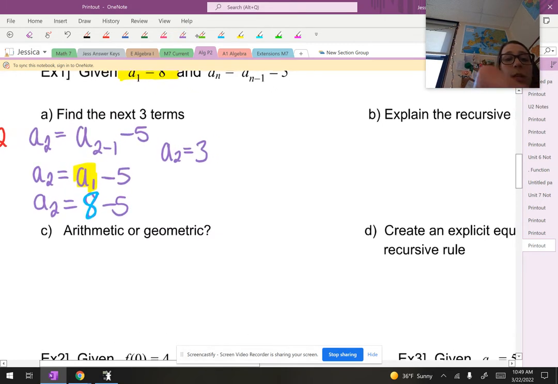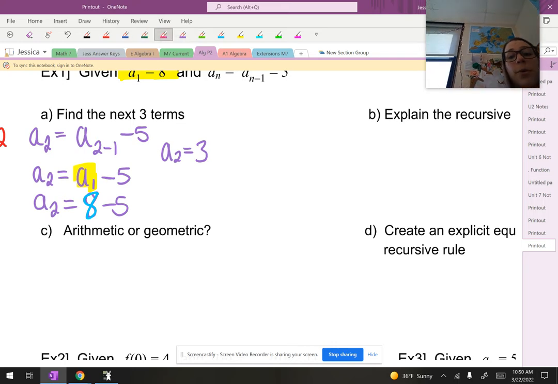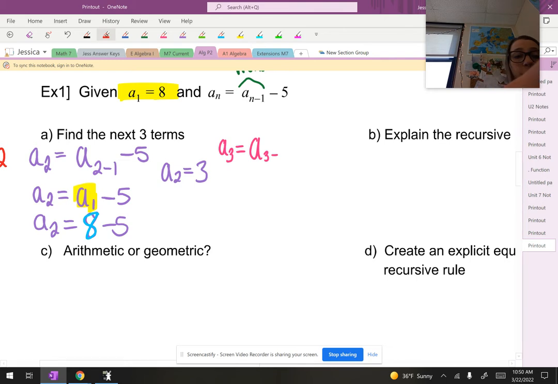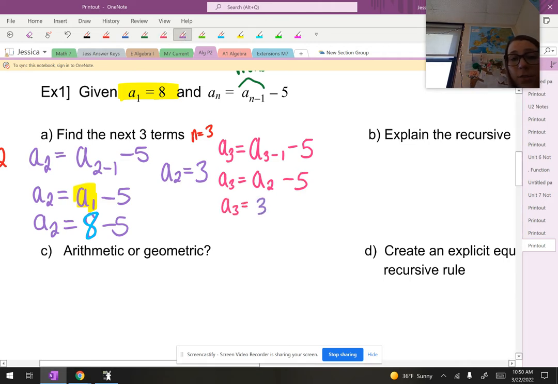Moving on to the next one. I already found a sub 2, so now I want to find a sub 3. A sub 3 is equal to, again, everywhere I see an n, this time I'm using n equals 3. Everywhere I see an n, I'm putting that 3. A sub 3 is equal to a sub 2 minus 5. In order to do this, I need to know that a sub 2 is that 3 that I found it to be. 3 take away 5 gives me an a sub 3 that is equal to negative 2.